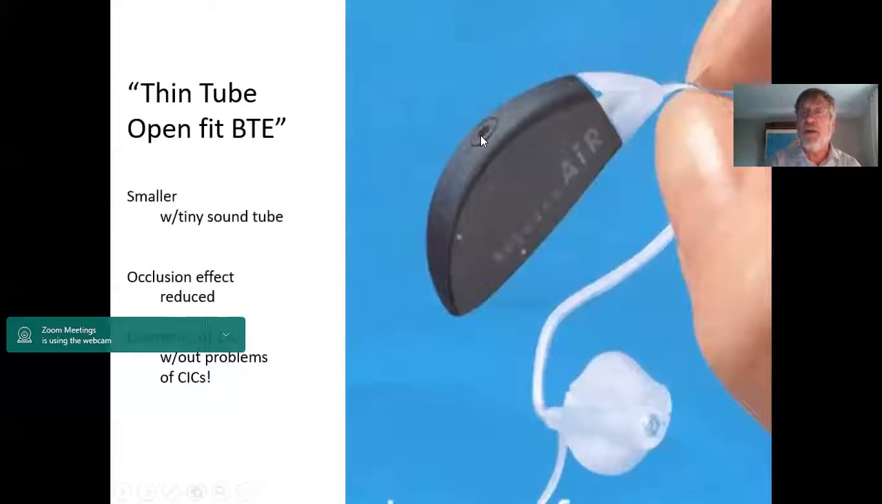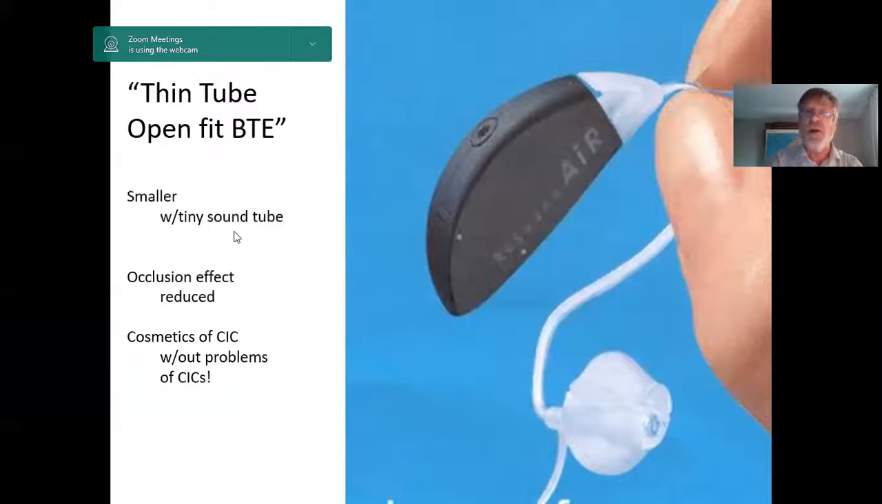This is called a thin tube BTE, behind the ear. I'll move this out of the way so you can see, smaller with a tiny sound tube. You would think that would really block off the highs, but the hearing aid pumps out a whole bunch more highs to counteract the fact that this is narrower. The occlusion effect gets reduced because this dome here has a lot of holes in it. And it's got the cosmetics of a completely in-canal hearing aid without the problems of a completely in-canal hearing aid.